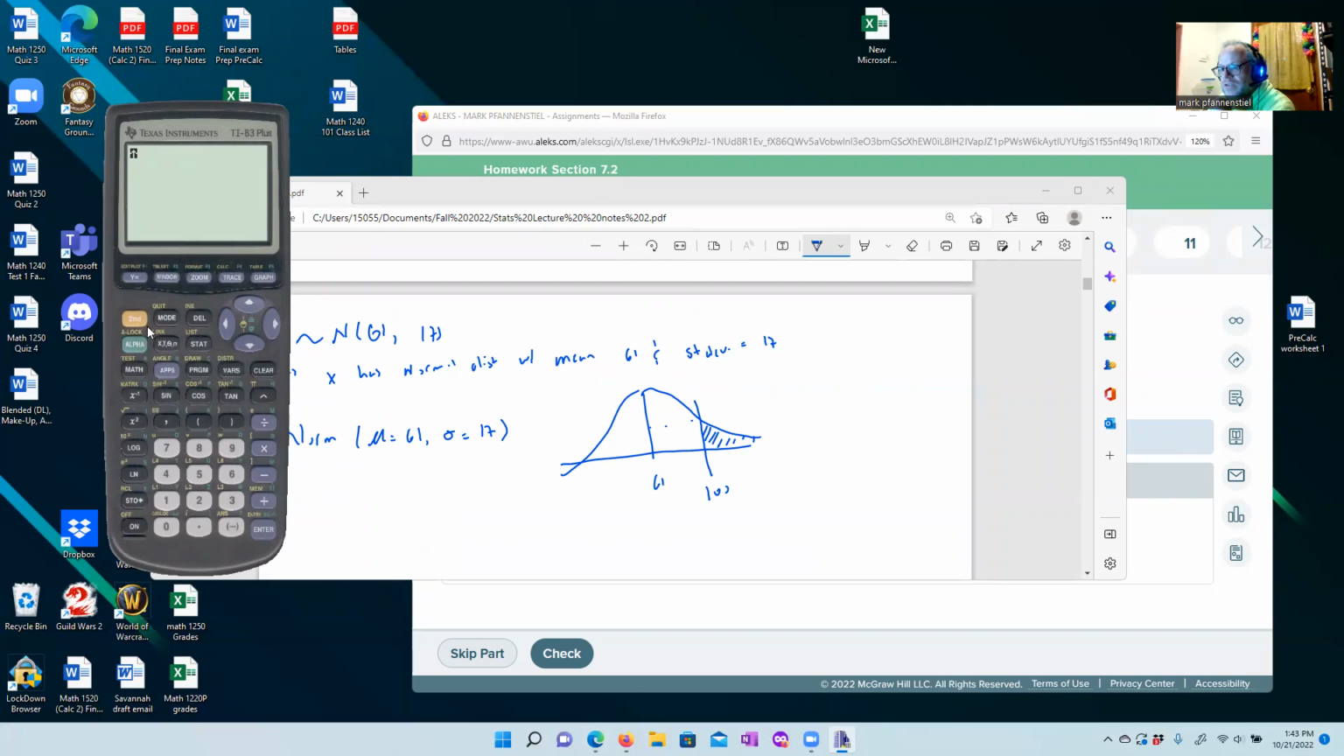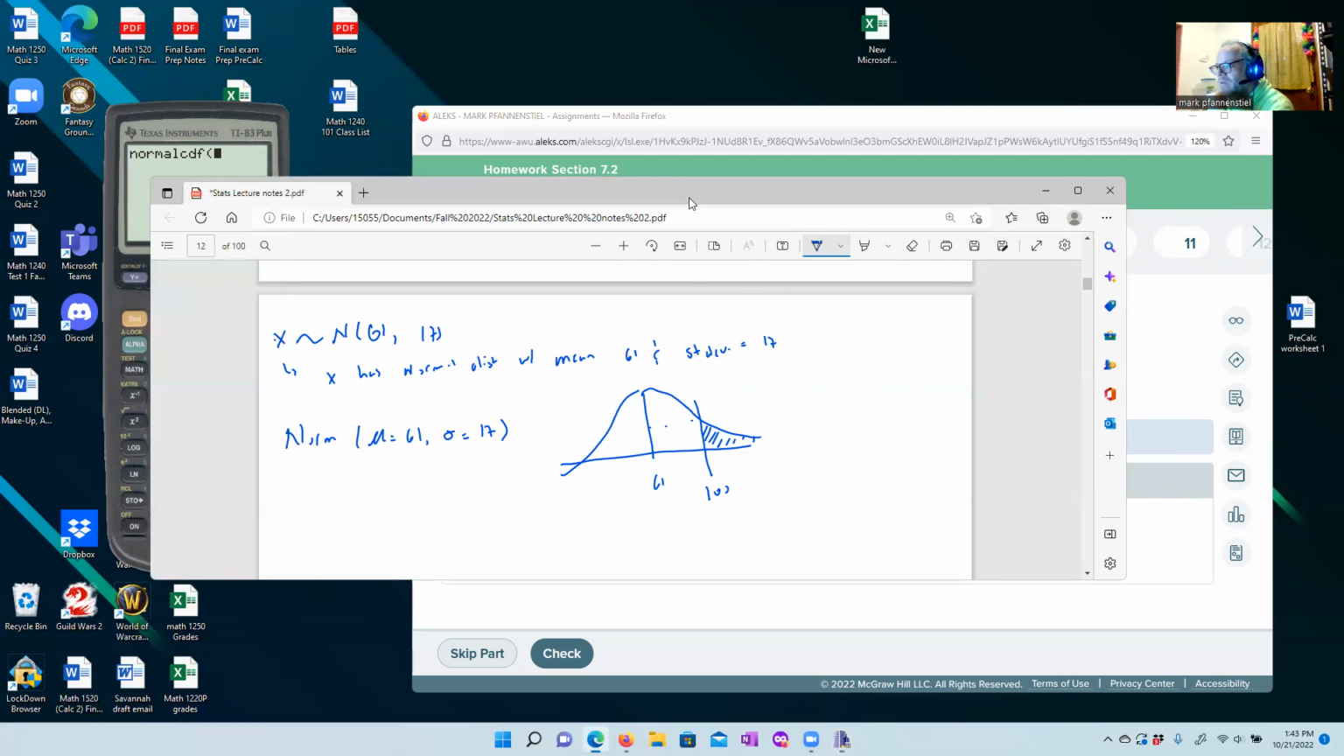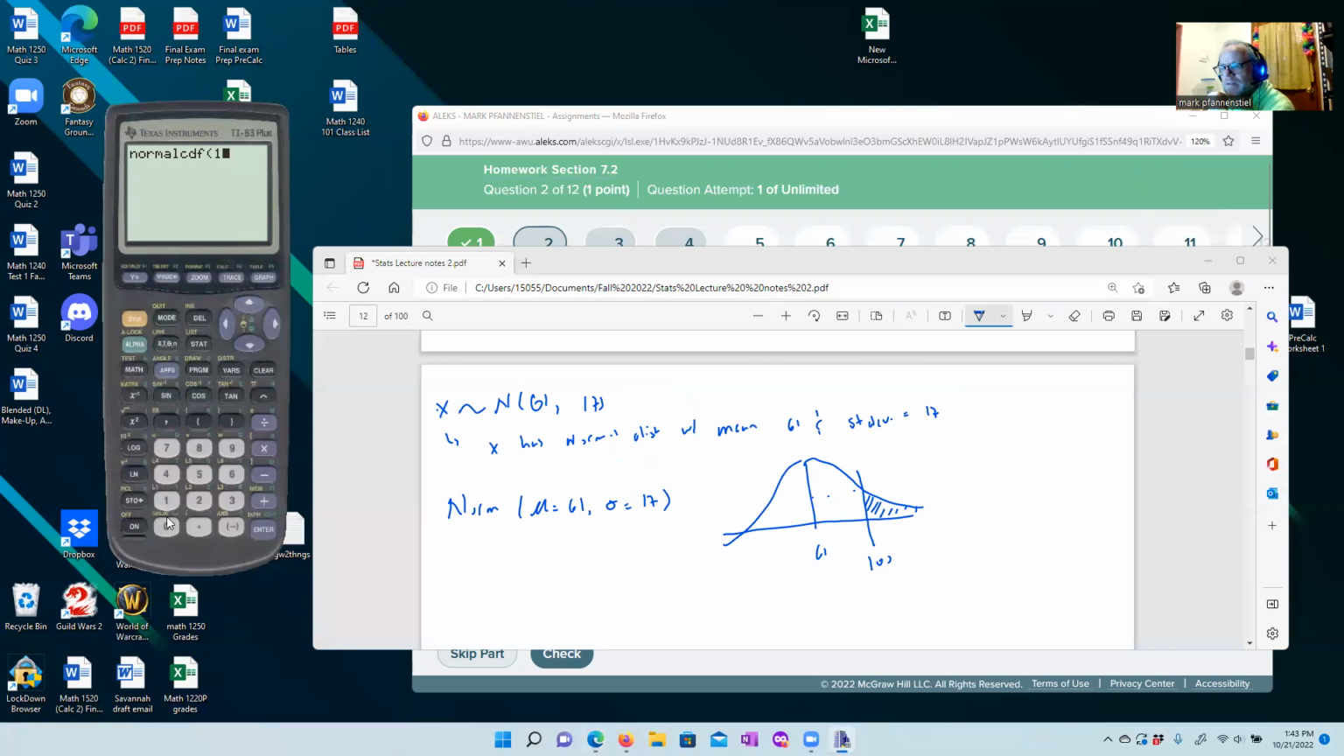So what we're going to do here is go to our calculator, and we're going to go to distribution. So second function distribution, it's this one right here. We're going to do normal, and it's always norm CDF. We only do two normal ones. We do either CDF or inverse norm, and I'll show you when we need to do inverse. So norm CDF, and they want to know greater than 100.